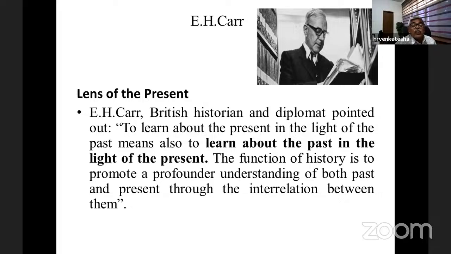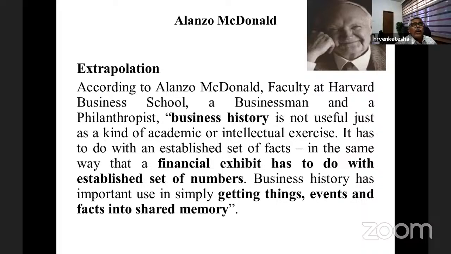And the function of history is to promote a profounder understanding of both past and present through the interrelation between them. Please understand, history is not just looking forward from the backward angle. It is not only learning for the future from the past. It is also re-looking into the history of the past from the lens of the present. And if we have to do that, we have to study business history. Another very important reason, very important to me, is extrapolation, to take decisions.